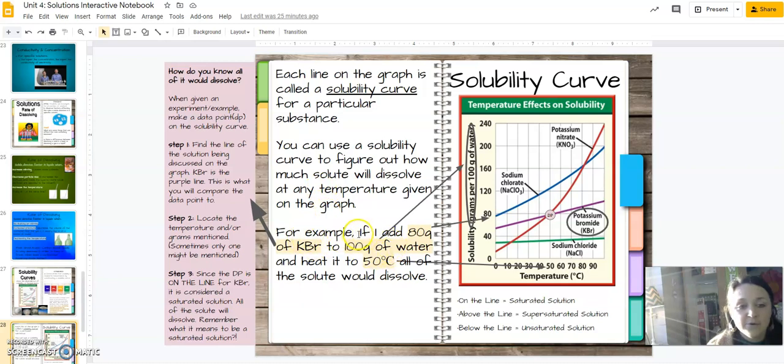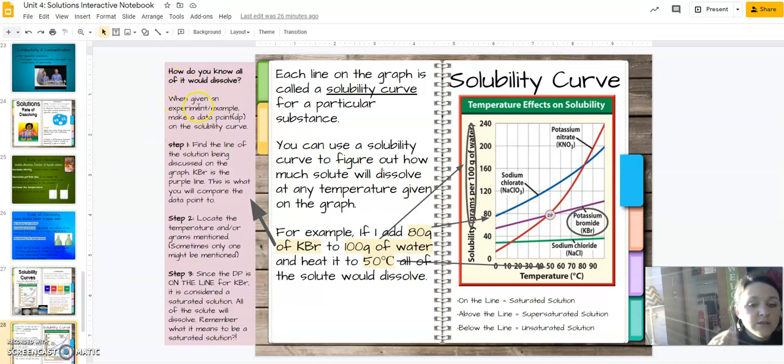For example, if I had 80 grams of KBr, notice it's all in 100 grams of water, so don't ever worry if they say 100 grams of water, it always is, and heat it to 50 degrees, all of the solute would dissolve. How do we know that? If I go to 80 grams, I'm looking at KBr, and I'm saying at 50 degrees. So I'm going to go 80 grams over to 50 degrees, and I see that it falls on my line. That means that everything would dissolve.